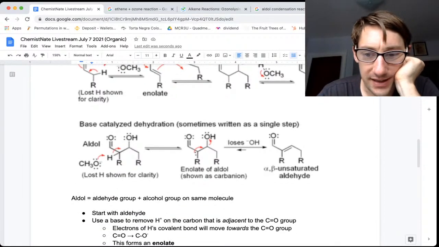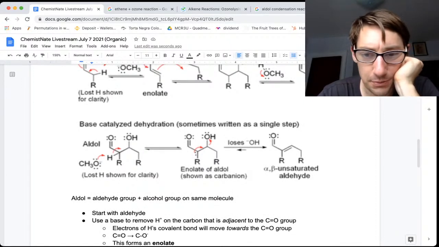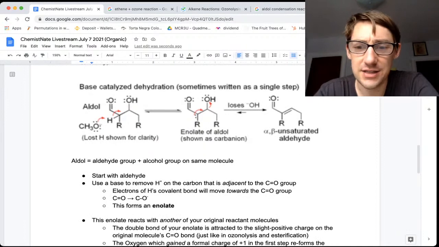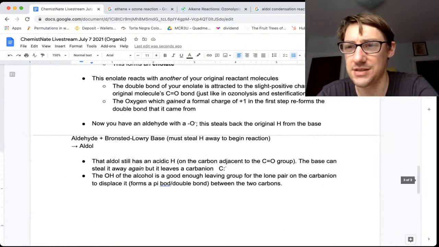You end up with an alpha-beta unsaturated aldehyde. That's cool. Alpha carbon, beta carbon. So you end up with that double bond there. I like it. That's ripe for a Diels-Alder cycloaddition as well, almost. Except it's an oxygen, so it's not going to happen.